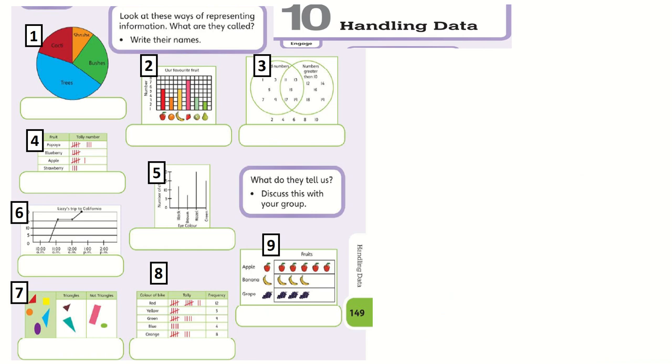Okay. Now this is your textbook page 149. You will see different ways of representing information or data here. So the first step is that we'll name them, write their names, and then a little description of each.